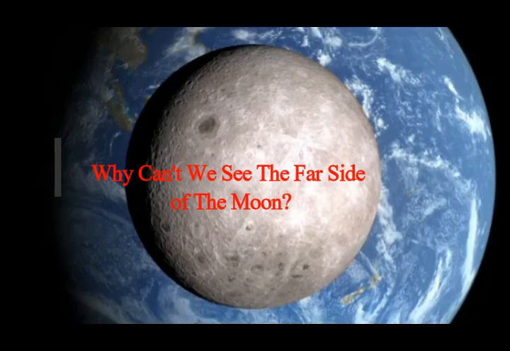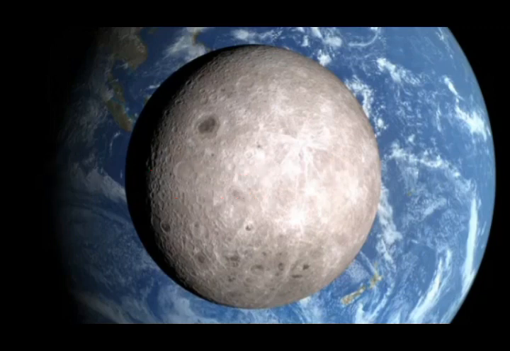Why can't we see the far side of our moon? Spacecraft have visited and photographed the far side of the moon, but why can't we see it from our Earth? Some people see the face of the moon, others see a rabbit or a toad, but regardless of what you see on the lunar surface, we all view the same side of our natural satellite, so why don't we ever see the far side of the moon?